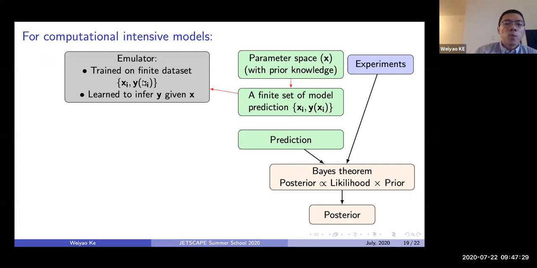But again, like I said, this y vector of observables is a very high dimensional object. For example, for this hydro model, you can predict flow as a function of centralities, multiplicities, and production yields for different species of hadrons. Therefore, this column of y contains maybe dozens or hundreds of numbers, and it's quite impractical to train an emulator for each of them.